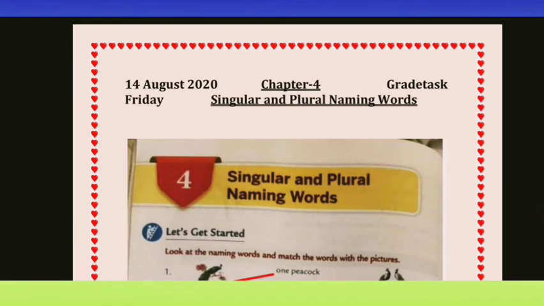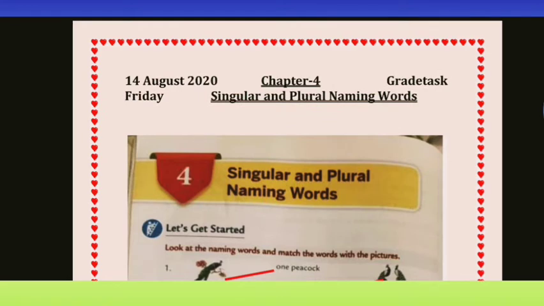So, today we will be studying chapter number 4 of the English grammar book, that is singular and plural naming words. Students, this is chapter number 4 in your English grammar book. As you have already learnt, naming words are the names of a person, place, animal or thing. It can be the name of anything; those are nouns. But today we have to learn the concept of singular and plural naming words. Let's start.